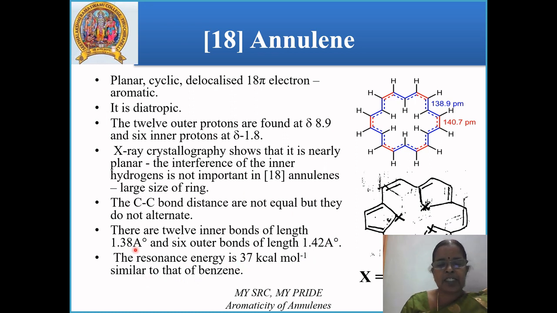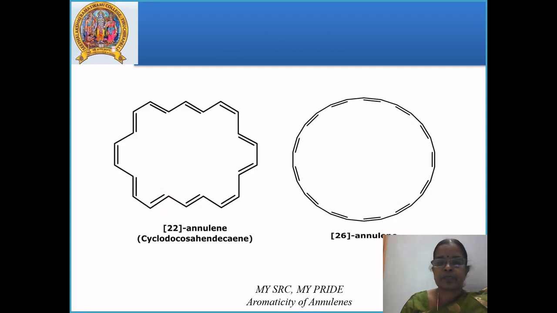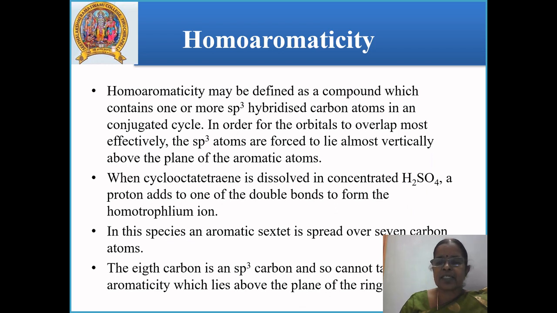The resonance energy of the system is 37 kilocalories, similar to that of benzene. So it is a highly stable compound. Similarly, [22]annulene, [26]annulene, etc. are existing. Then what is homoaromaticity?